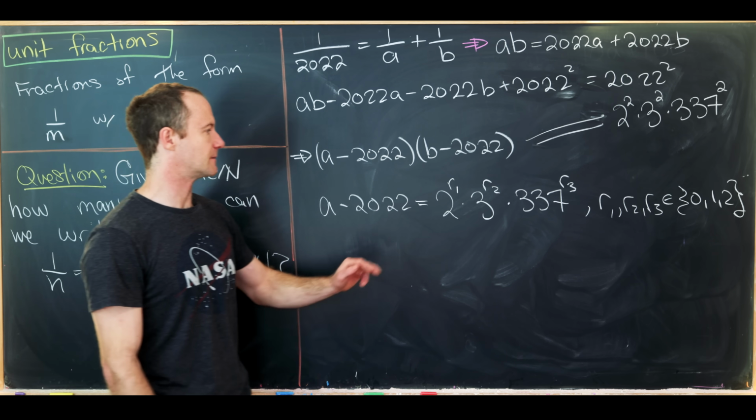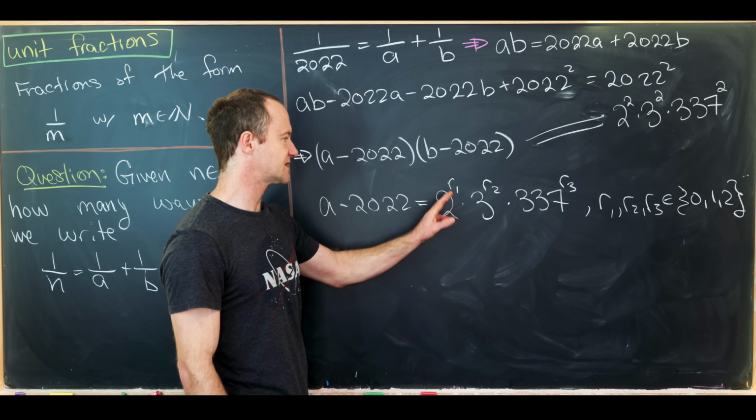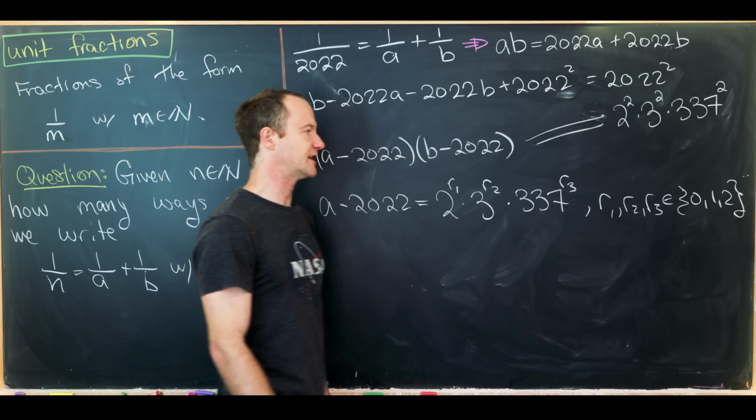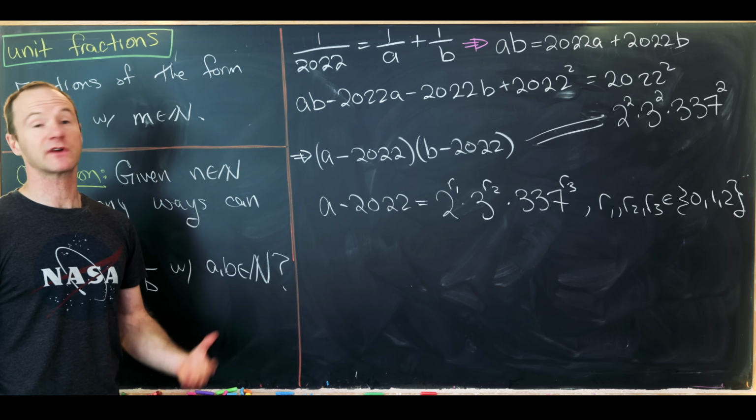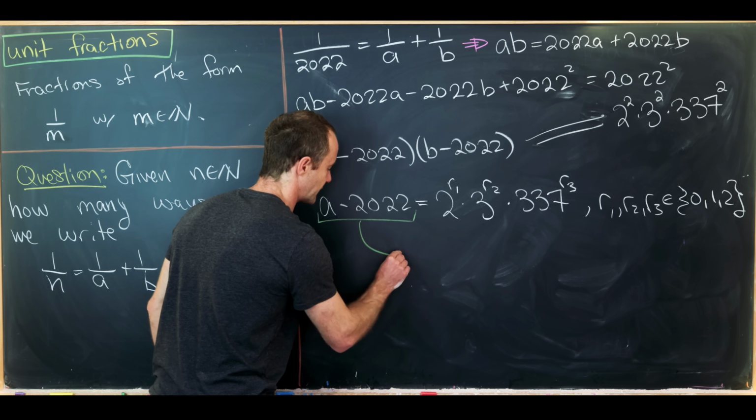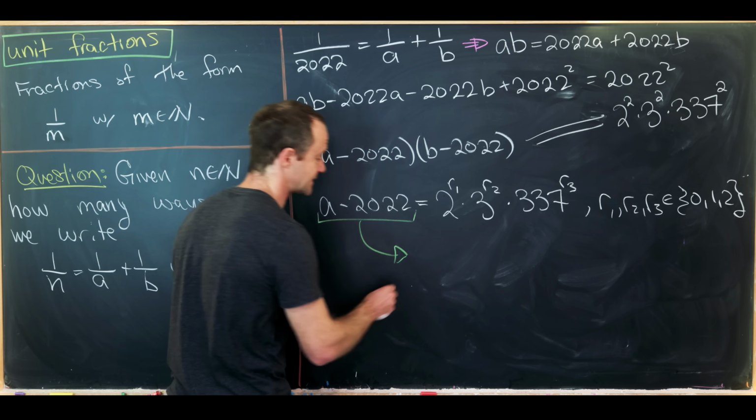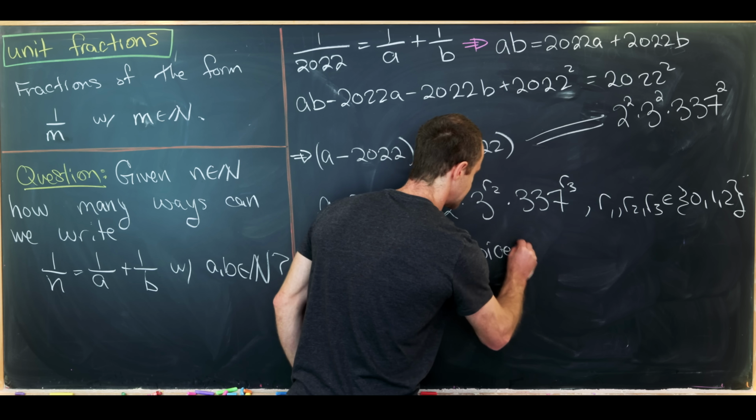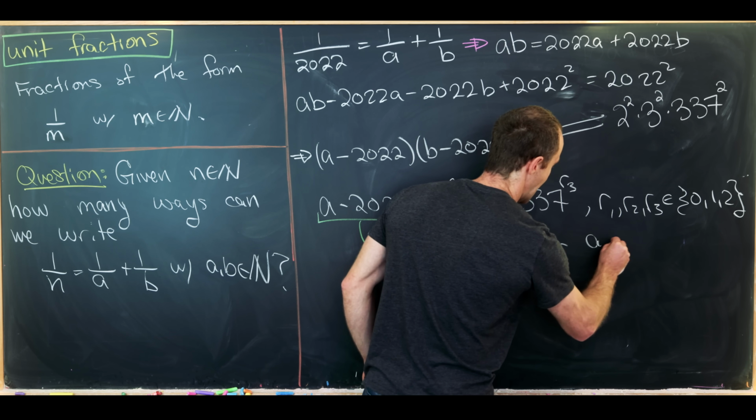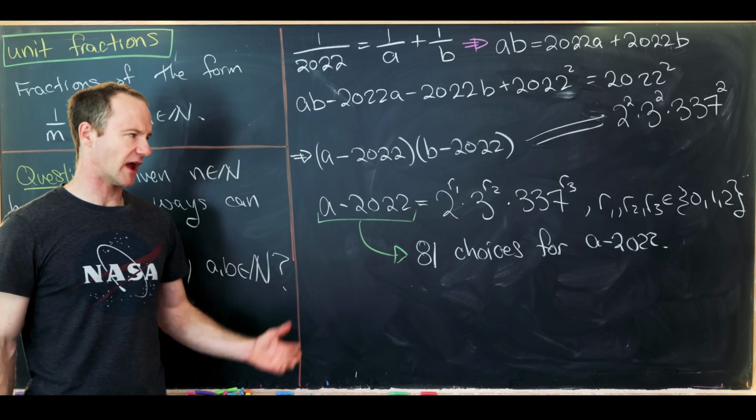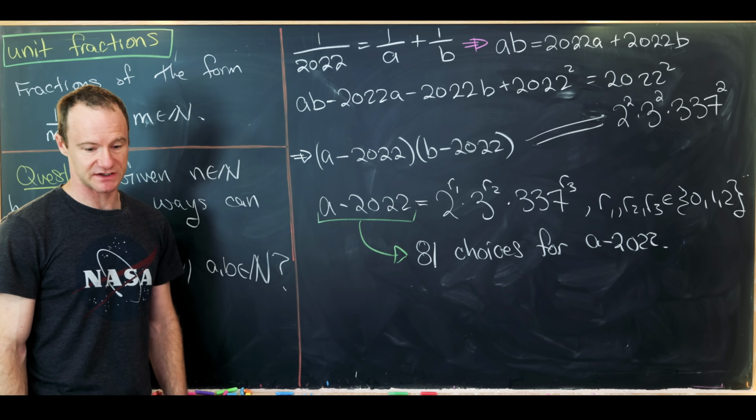Okay, so what does that mean? So we've got 3 choices for our power of 2, 3 choices for our power of 3, 3 choices for our power of 337. So all told, using the multiplicative property, there will be 3 times 3 times 3, in other words 27 choices for A minus 2022, and thus 27 choices for A after adding the 2022 over.